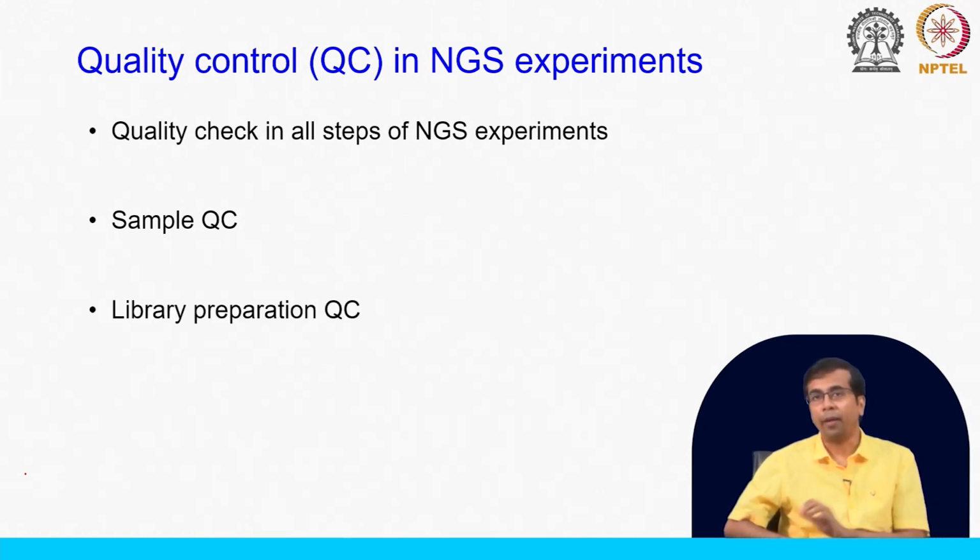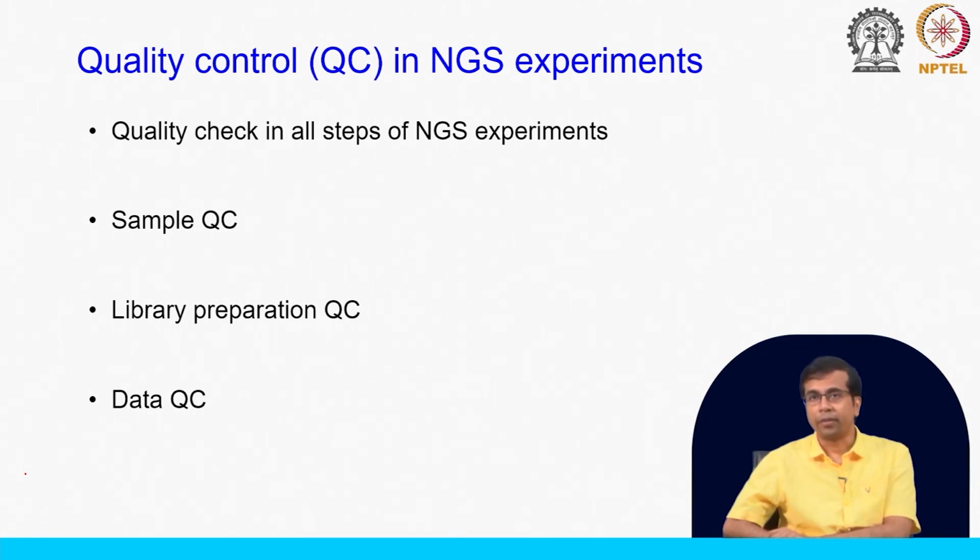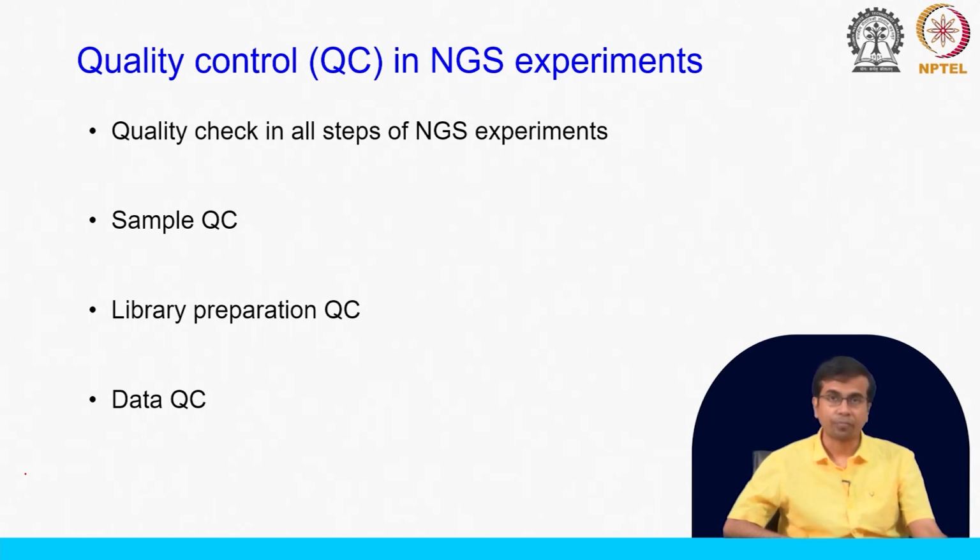You also have library preparation quality check. We have talked about the library preparation steps. After the library preparation, you check through experimental methods how good the library is and whether there are some sorts of issues with that library. And of course, the final check, which is the data quality check. So, at each step you see this quality check, and the data quality check looks at the final data that has come out of the sequencer.